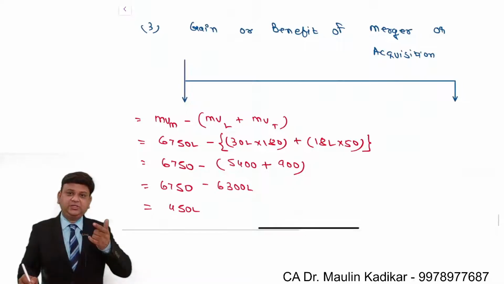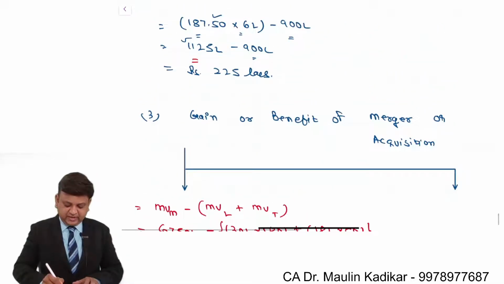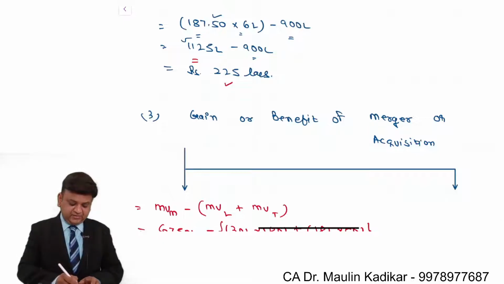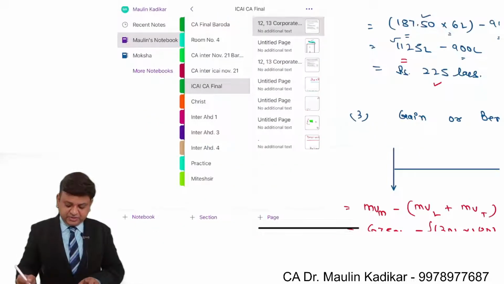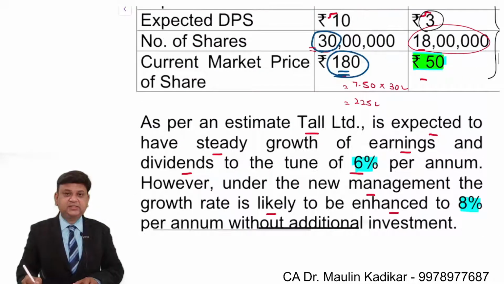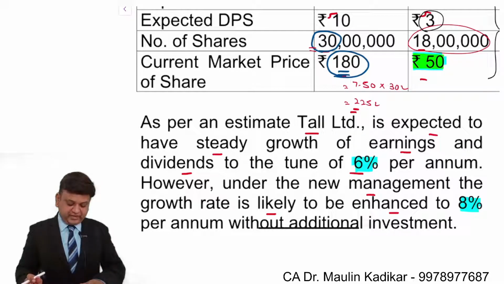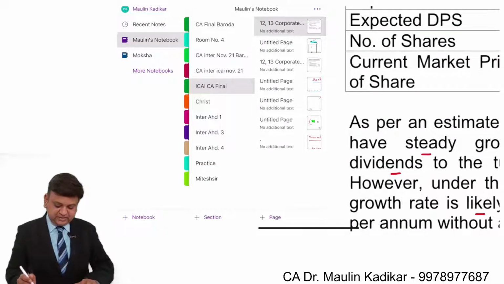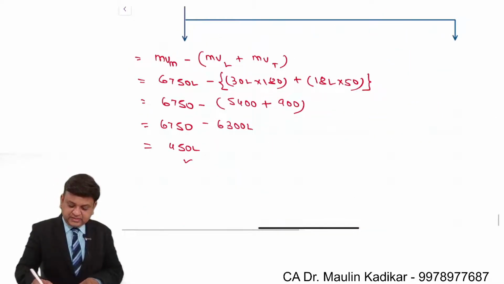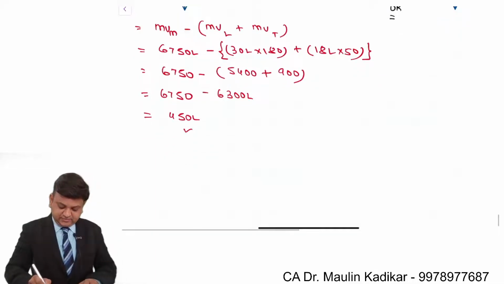And friends, again logically you can understand this 450 lakhs, out of that 225 lakhs is the advantage to the target company shareholders, and 225 lakhs is the advantage to the acquiring company shareholders. That is the way there is an equal split of the advantage between both the companies. This answer can be calculated by using an alternative method. The alternative method works like this.